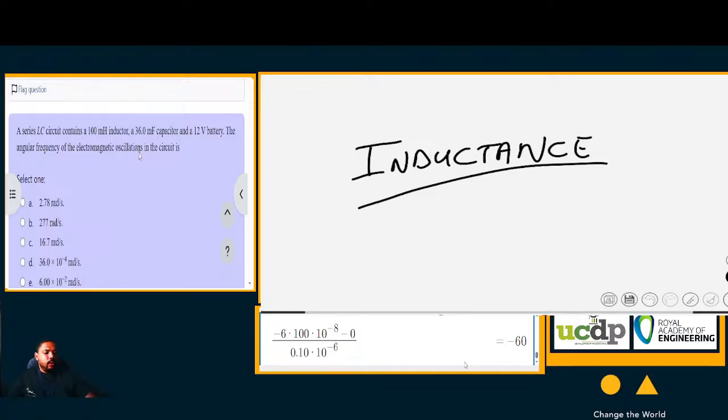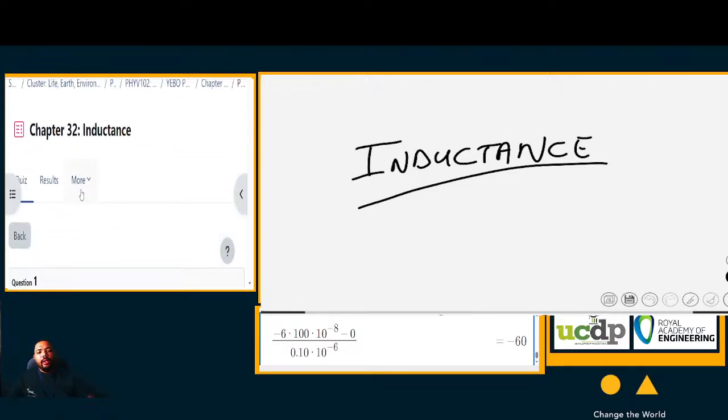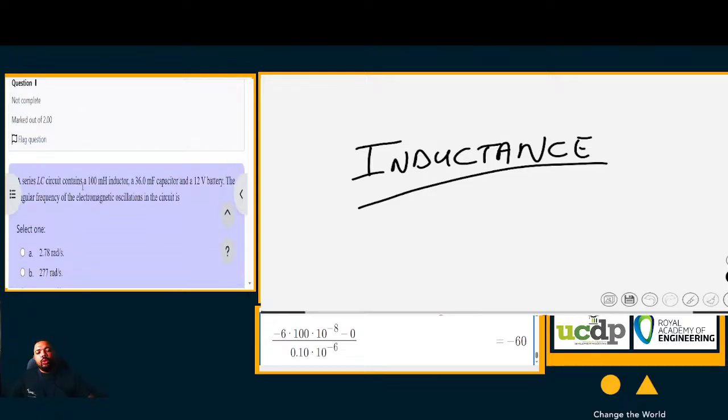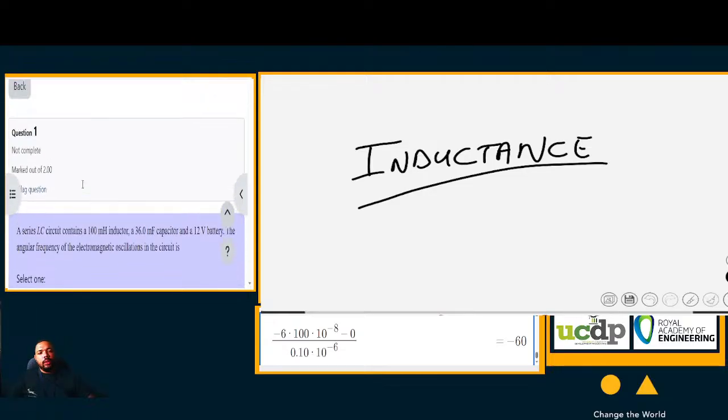Today will be a relatively quick session. I think we'll be done in about half an hour. The session today has to deal with inductance, RLC circuits. So we're doing inductance. It's chapter 32 in your prescribed textbook, and this is just question number 1.